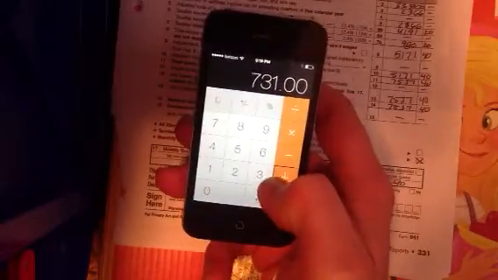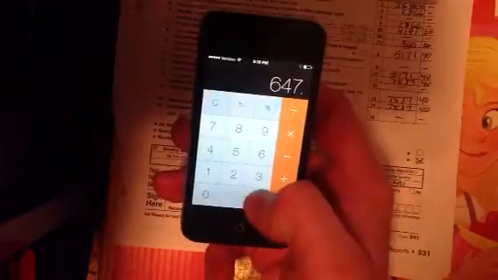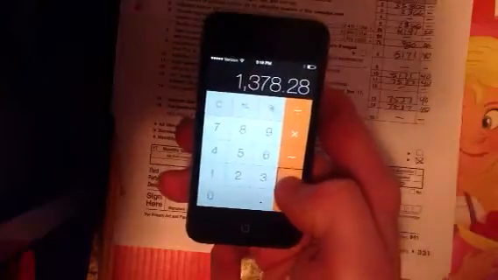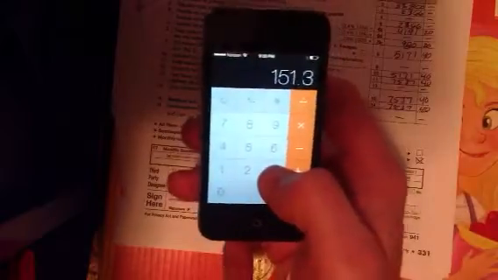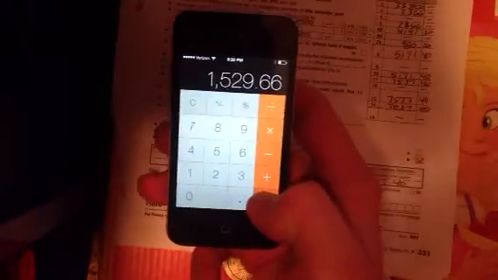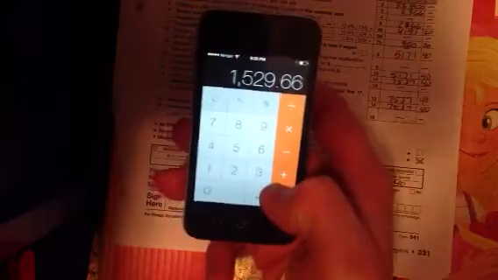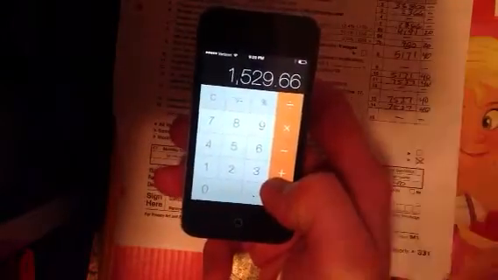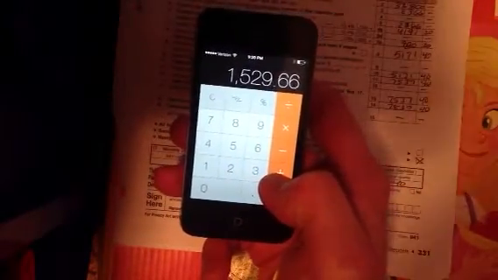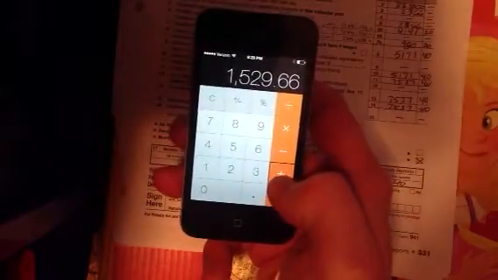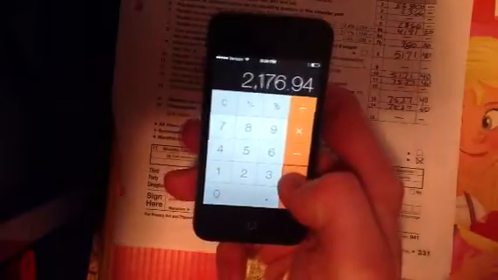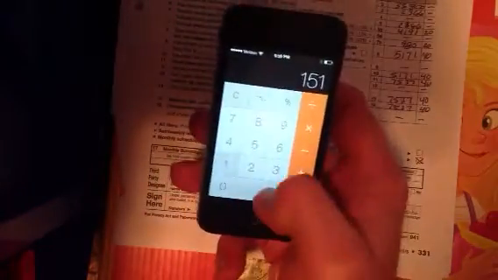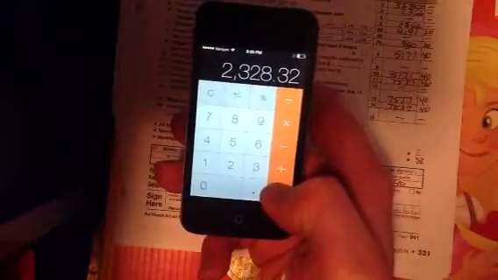We would add to it the $647.28. We would add the $151.38 and get $1,529.66. But we have to add in the employer's share of Social Security and Medicare. So we have to add on top of that another $647.28 and a $151.38 to get $2,328.32. That would be the first month's liability.